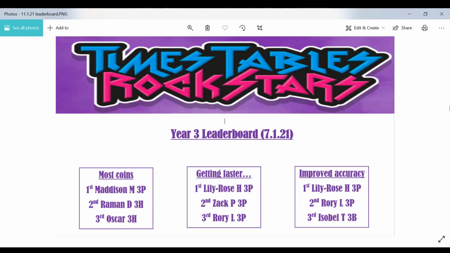Here's the leaderboard for Times Table Rockstars. Well done to everyone who's been going on to TT Rockstars. This was the leaderboard as of the 7th of January, so I know it's not today. However, this was what the leaderboard was on the 7th. So well done to Madison M in 3P for getting the most coins in Year 3. Well done to Lily Rose H in 3P for improving her speed the most. And also well done to Lily Rose H in 3P for improving her accuracy the most as well. All the children on the leaderboard will get a dojo point, so well done to all of you. Let's see who can get on there on the next TT Rockstars leaderboard.